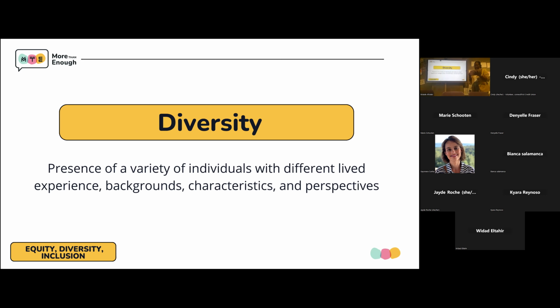Then we have diversity, which I like to continue to reference as the diversity table, right? The people at the table. So this diversity is looking around the room, looking at the space that we're in, looking at that table, and being critical about who has access, who are the voices, who's also missing.